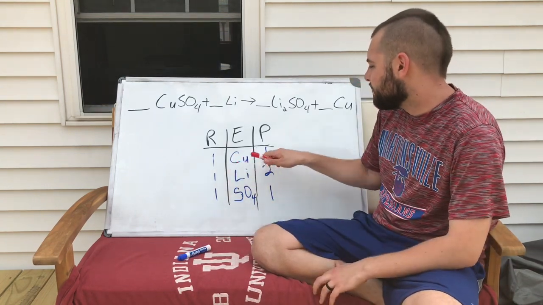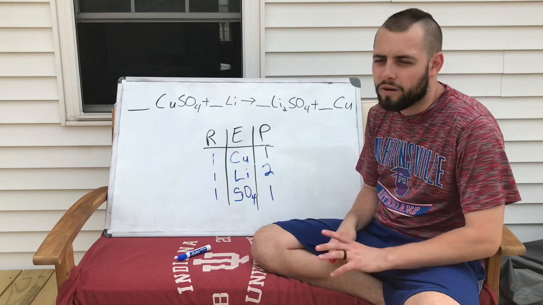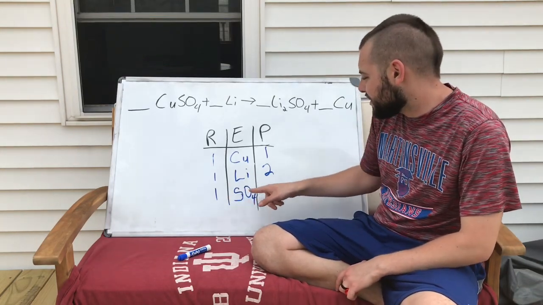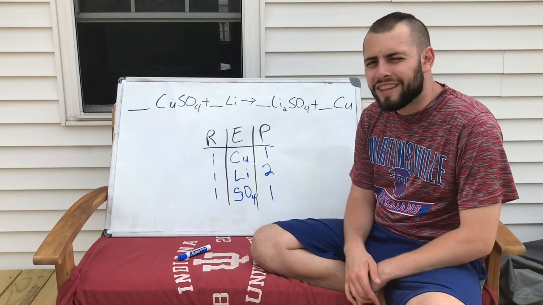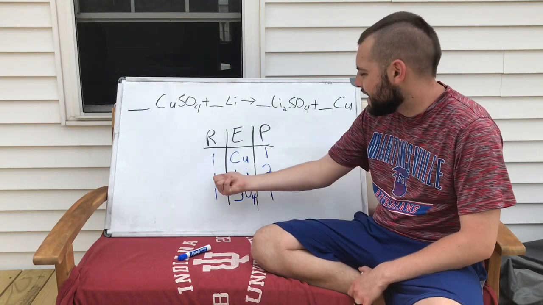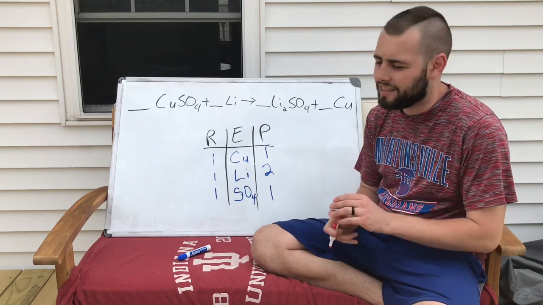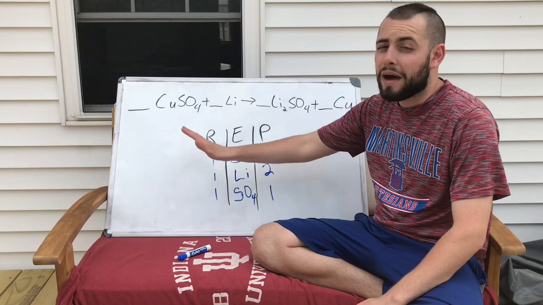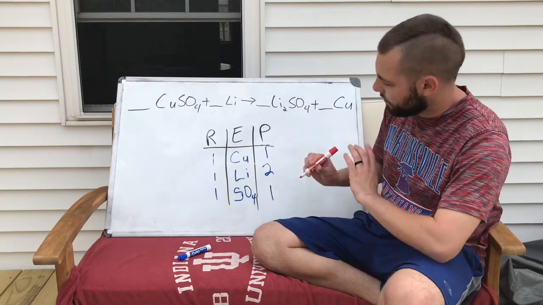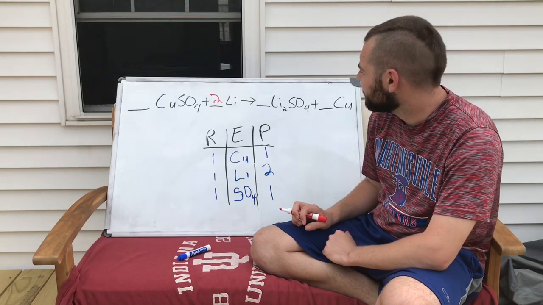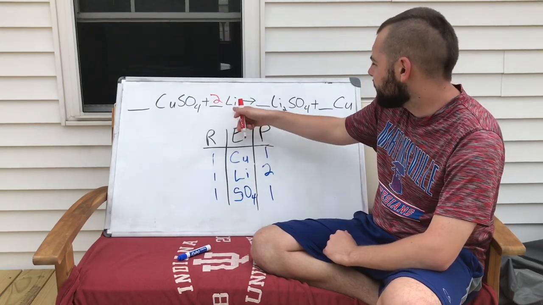My copper is already balanced. I've got 1 on both sides. My sulfate is already balanced, 1 on both sides. The only thing that's unbalanced is the lithium. I've got 2 on the product side and only 1 on the reactant side. I need more lithium on my reactant side. So if I put a coefficient of 2 here, that only affects the lithium.